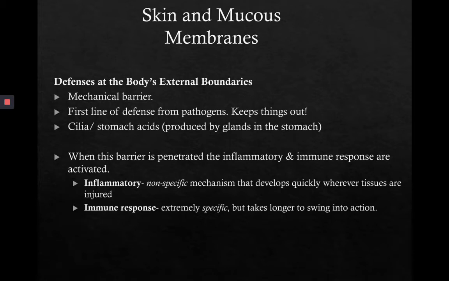But what happens when the barrier or these other methods don't hold up? For example, when a barrier is penetrated, when bacteria get into your body, well, then it's time for the inflammatory and immune response. And in A&P2, you will go into a lot of detail about this inflammatory immune response. But we want to get the basics in A&P1. So inflammation is the first step. It's really nonspecific. It's a mechanism that develops quickly wherever tissues are injured, at the site of location. It's a local response. Then you have the immune response, which is extremely specific. It's going to involve immune cells, but because it's specific, it has to be primed. It takes a lot longer to swing into action.